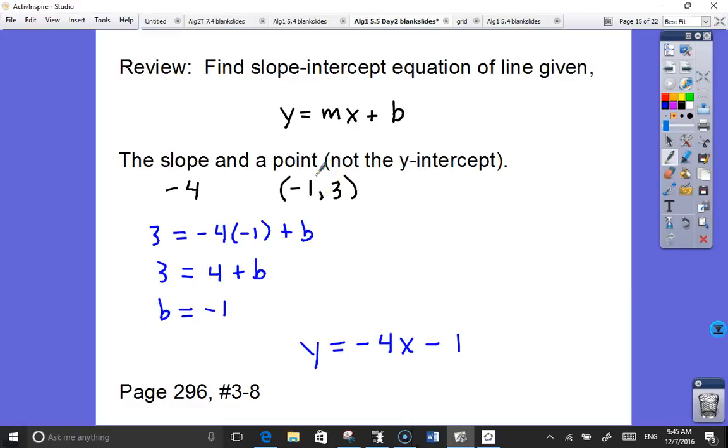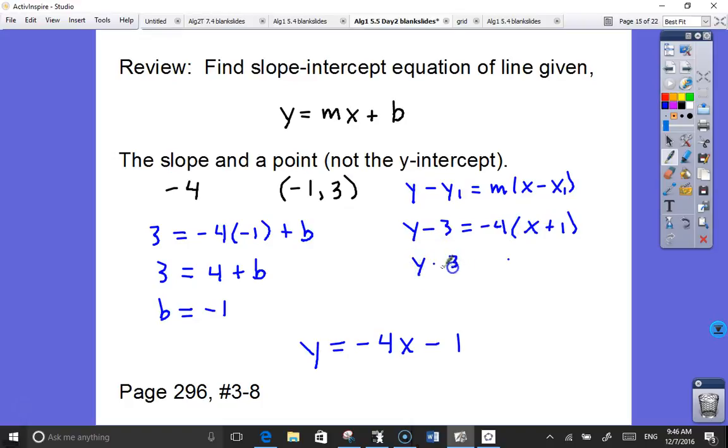Now, remember, there is another way you could do this, if you remembered point-slope: y minus y1 equals m times x minus x1. You could have just plugged in the point and the slope. y minus 3 equals -4 times x plus 1, right? x minus -1 is x plus 1. And just solve it for y.